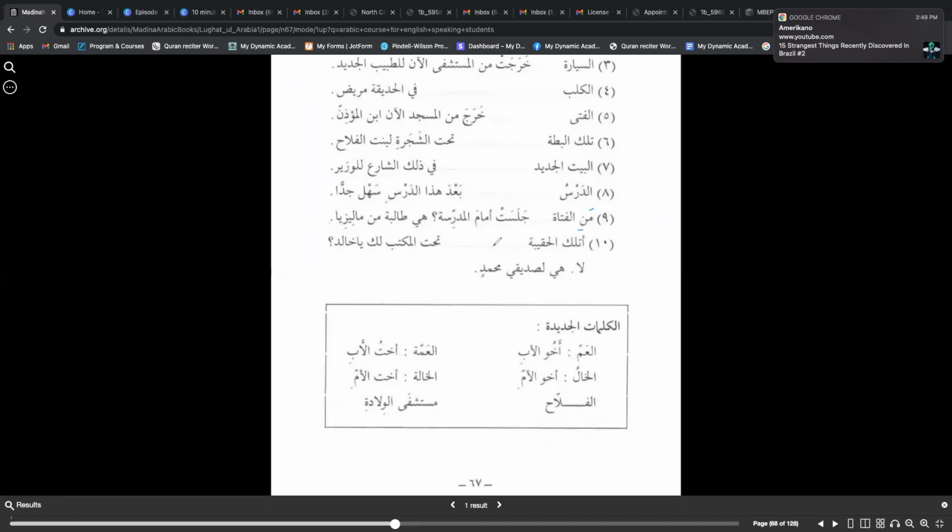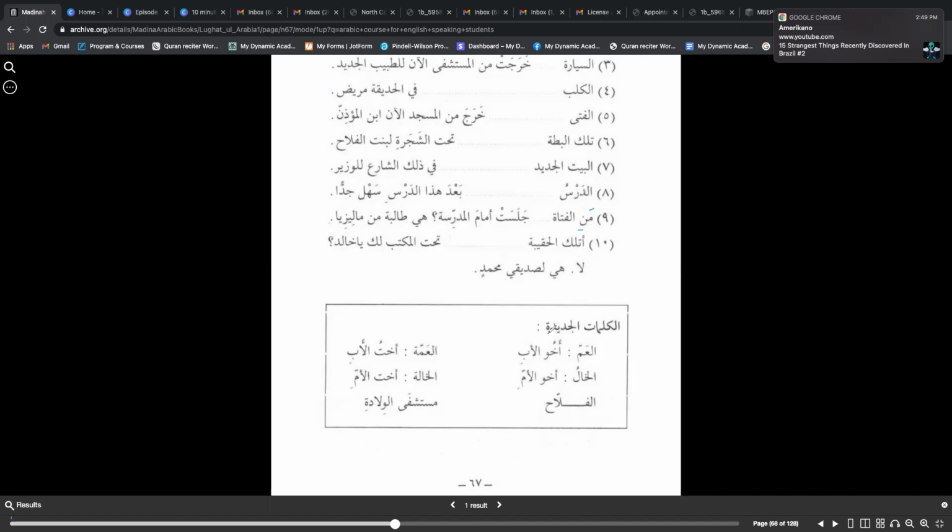Atilka al-haqibatu. Haqiba has a ta marbuta, so you know it's feminine. So atilka al-haqibatu allati, you have to use allati, تحت المكتب, which is under the desk, laka ya Khalid? Is the bag which is under the desk yours, ya Khalid? أتلك الحقيبة التي تحت المكتب لك يا خالد. لا هي لصديقي محمد. No, it is my friend Muhammad's bag. هي لصديقي محمد.